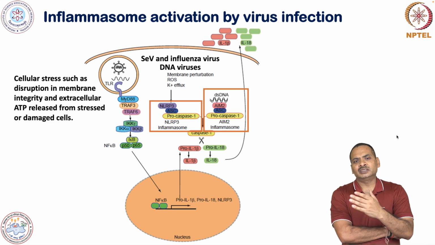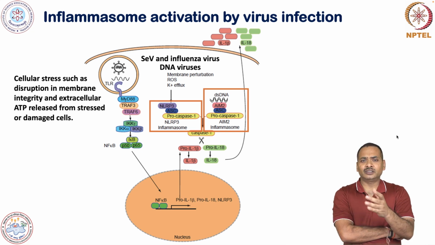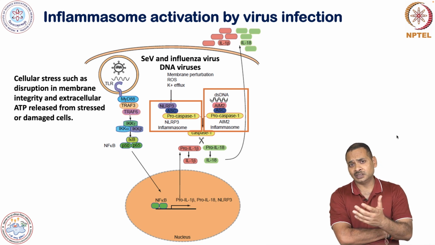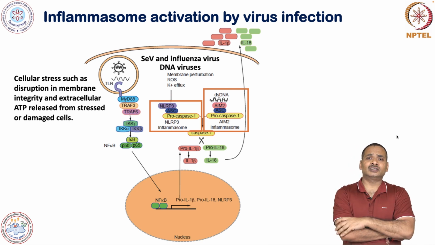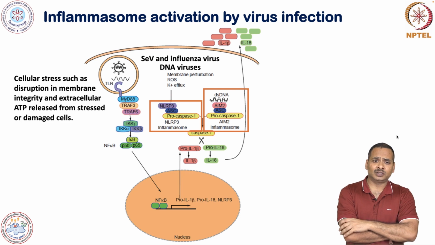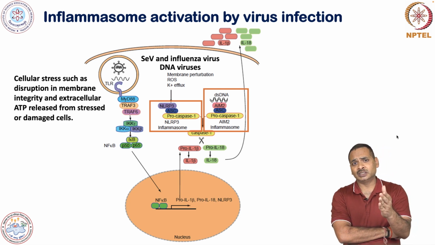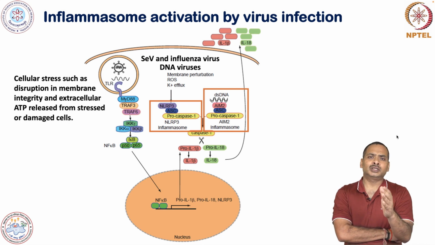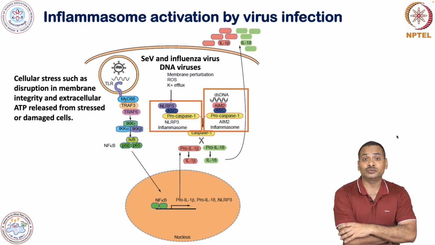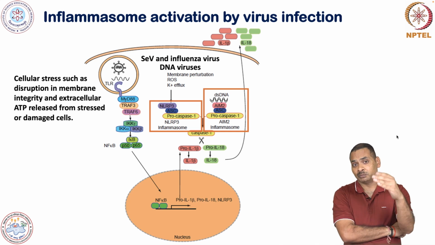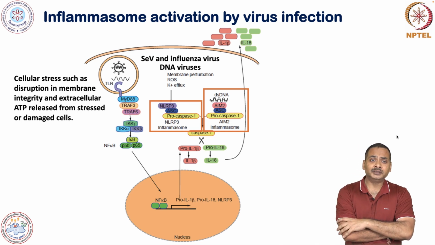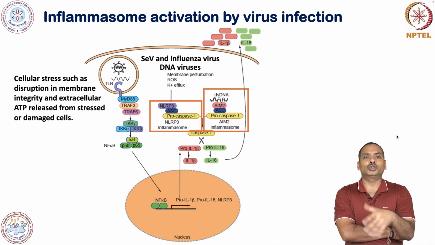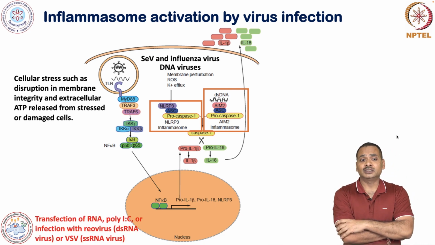Sendai virus and influenza virus can also activate the NLRP3 inflammasome. Besides this, DNA viruses can also activate the NLRP3 inflammasome. DNA viruses not only activate the NLRP3 inflammasome, but also the AIM2 inflammasome, since AIM2 can bind with the DNA molecule. And upon this activation, there will be production of IL-1 family cytokines.